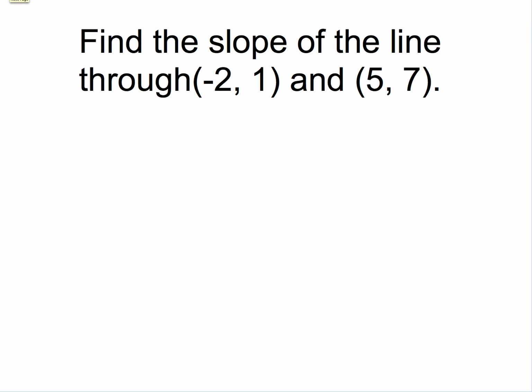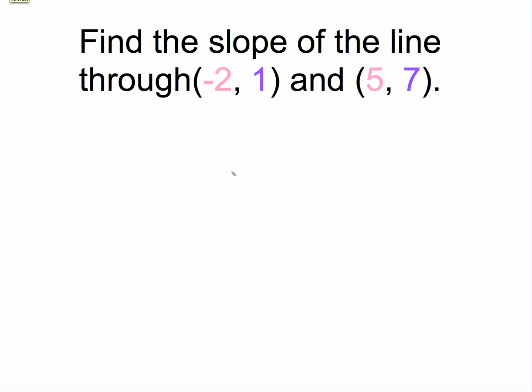Okay, so here it says find the slope of the line through the points -2, 1 and 5, 7. So just picture that on a graph. Okay, if we had a quick graph here, -2, 1 would be somewhere here, 5, 7 would be here. We're trying to figure out what's the slope of that line that looks like this. So the way we do that is we take the change in the y over the change in the x.